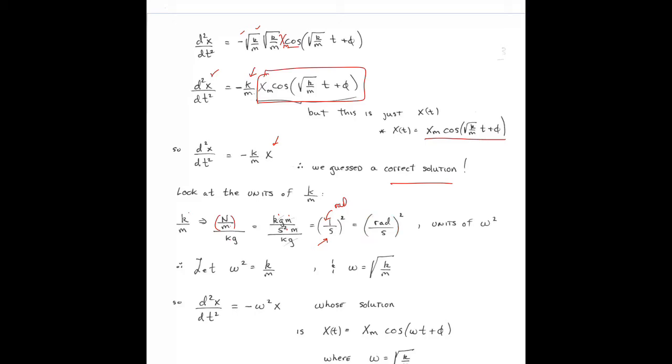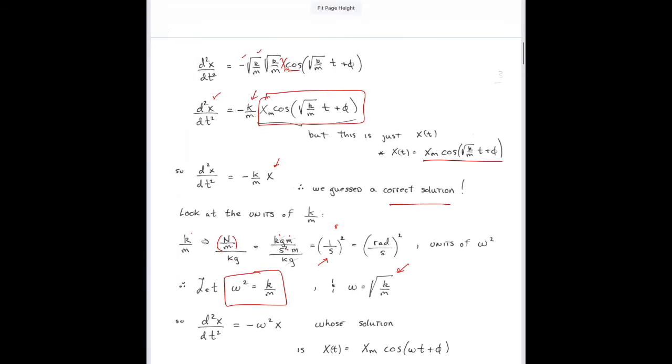And what is a radian per second? That's a unit of angular frequency or angular speed. So k over m has the same units as omega squared. So we're going to call k over m omega squared. So k over m has units of omega squared. Take the square root of both sides: omega is the square root of k over m.